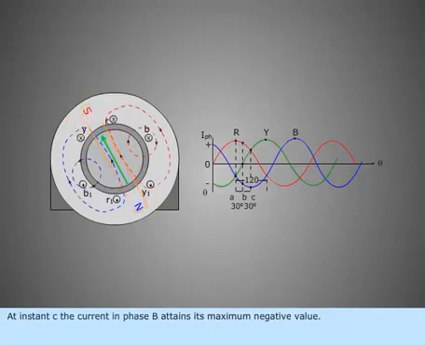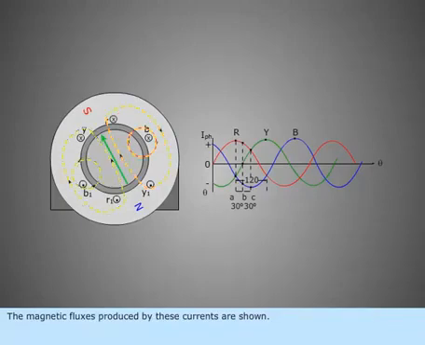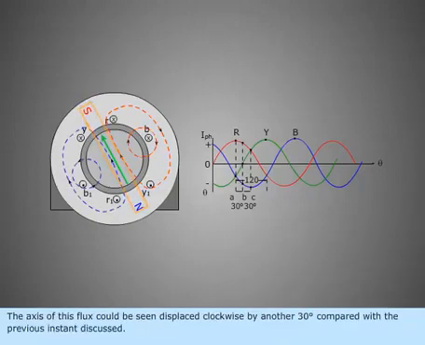At instant C, the current in phase B attains its maximum negative value. The currents in R and Y are now both positive, but their magnitudes are half the maximum value. The magnetic fluxes produced by these currents are shown. The axis of this flux could be seen displaced clockwise by another 30 degrees compared with the previous instant discussed.